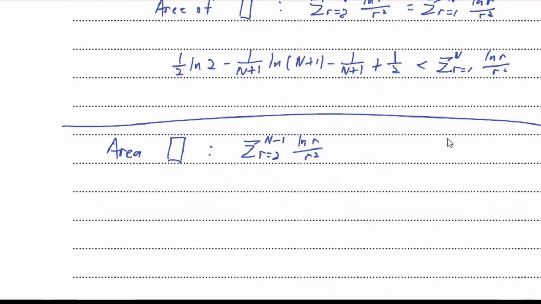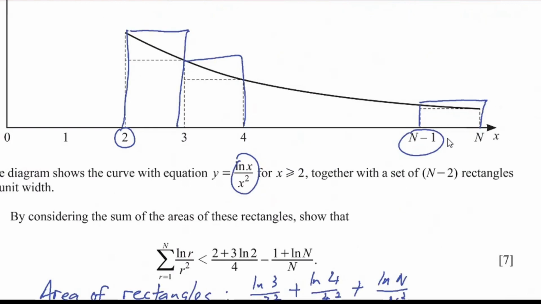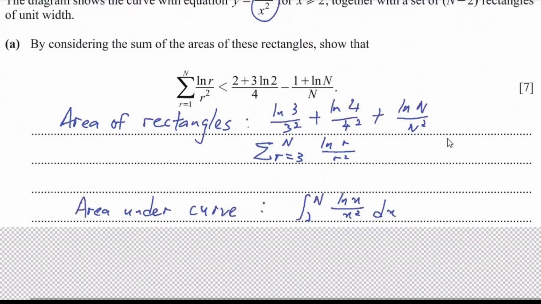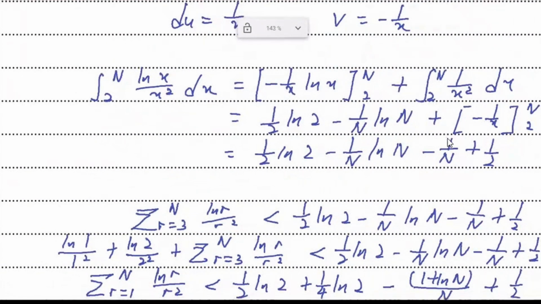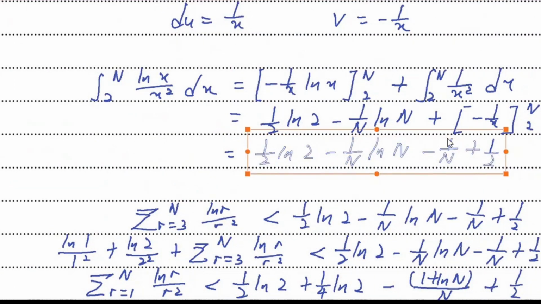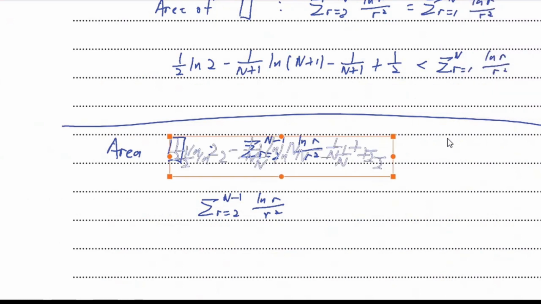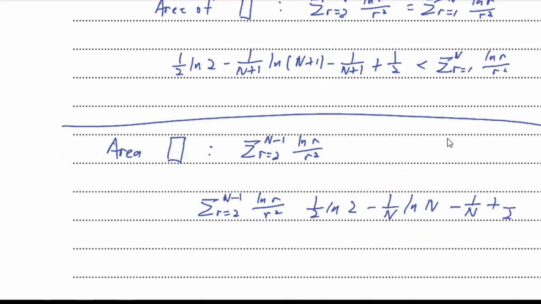When we compare this area with the area under the curve, we are still using the same area under the curve, because the area under the curve here is from 2 to n. So what we could do is use what we have actually found earlier in this part here for the area under the curve. Okay, so you can actually use this.